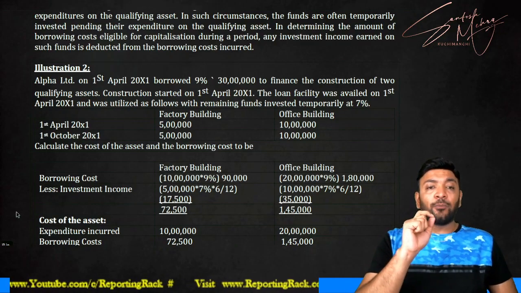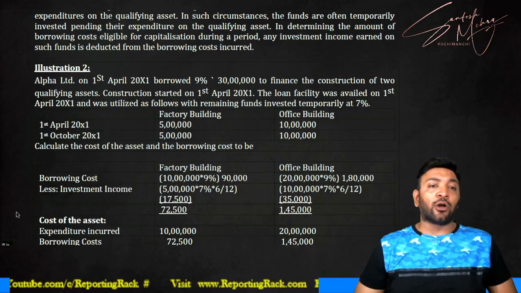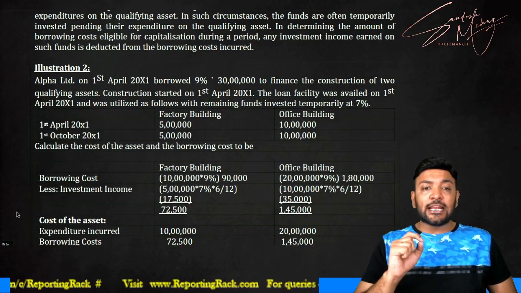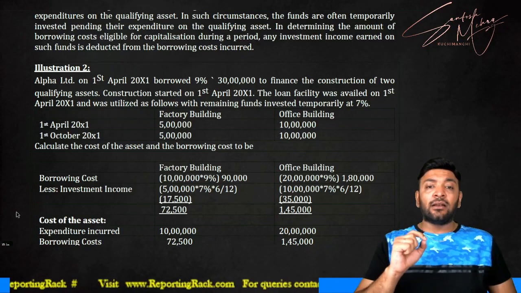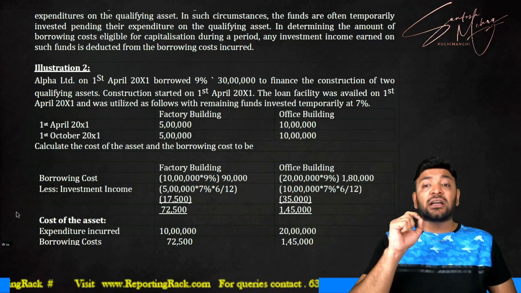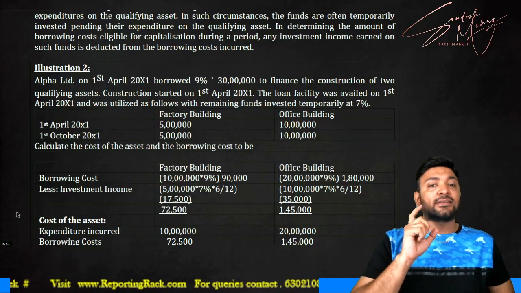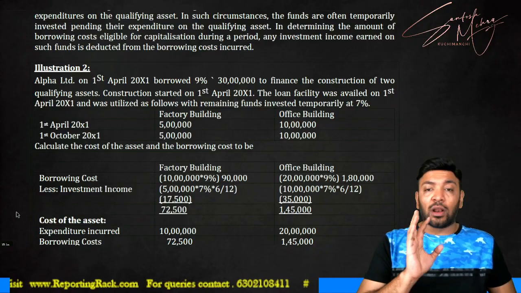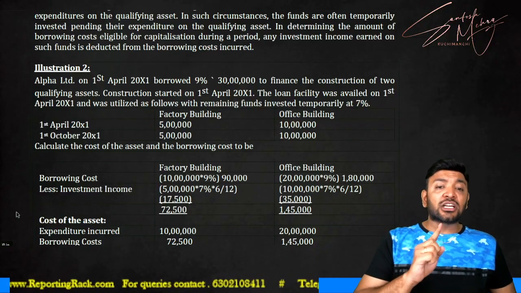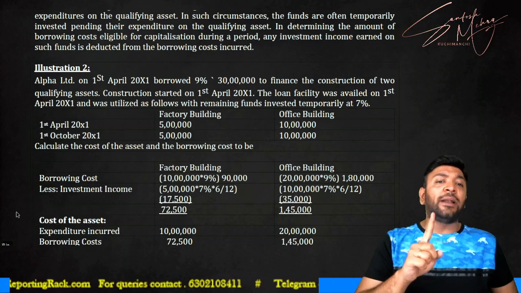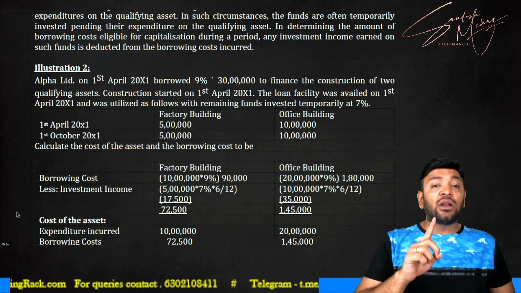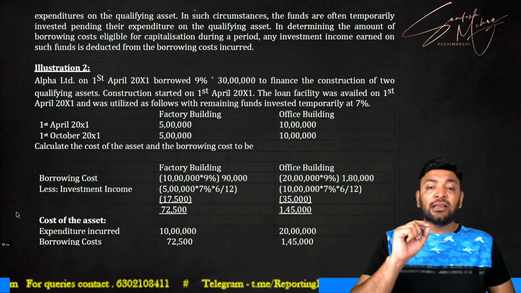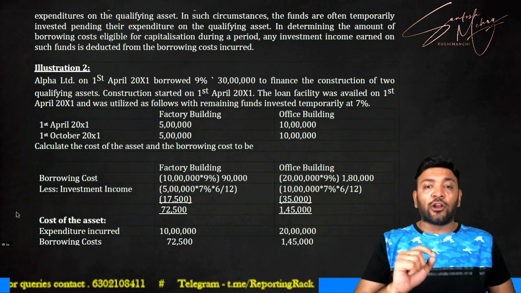Is this a specific borrowing or a non-specific borrowing? Read the first sentence, you will be able to get it. Alpha on 1st April has borrowed 9%, 30 lakhs to finance the construction of 2 qualifying assets. So guys, this loan is specific to finance the construction of 2 qualifying assets. Had the construction of factory building and office building not been taken up, then Alpha Limited wouldn't have borrowed this 30 lakhs at all. Therefore, it is a clear indication that this loan is a specific borrowing.